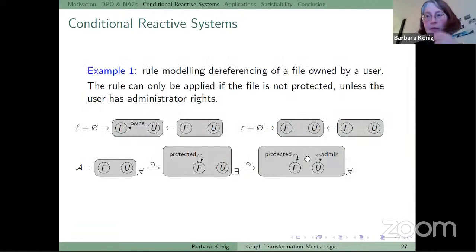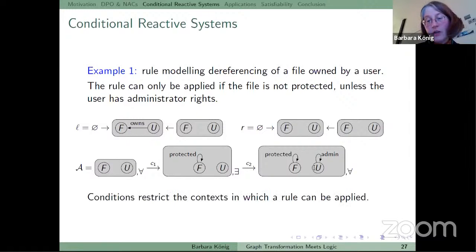Just a small example, but this doesn't really say so much more. We have here a rule in a system where you have a user who owns a file, U owns F, and we want to dereference it, so this own link should disappear. You say this can only be applied if the file is not protected. Whenever the file is protected, you can only apply the rule if the user is an admin. So whenever the file is protected, there exists this admin loop. And then the empty universal quantification, which is just true. So the conditions restrict the context in which a rule can be applied. That's basically the story.